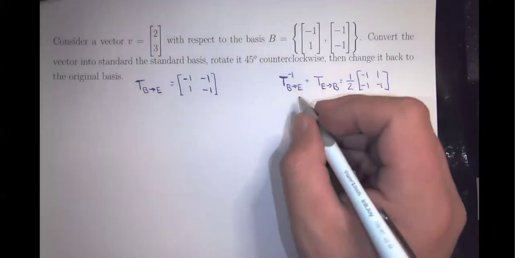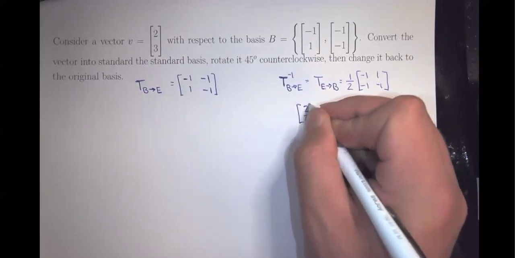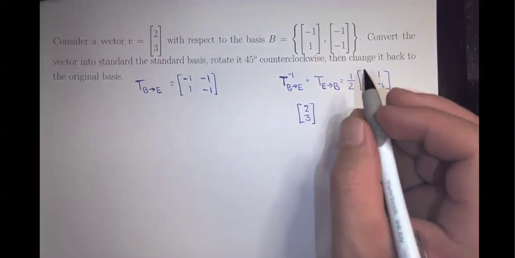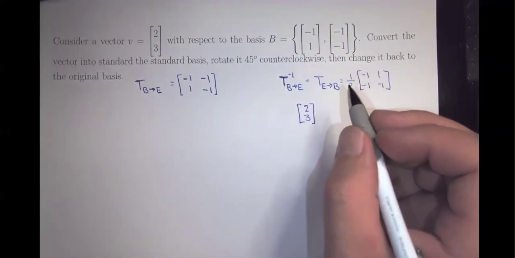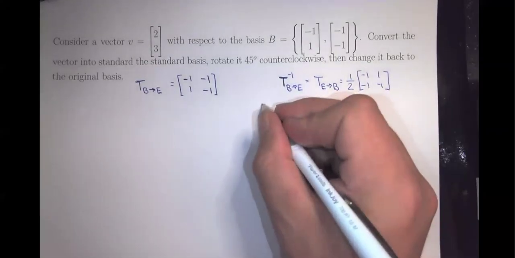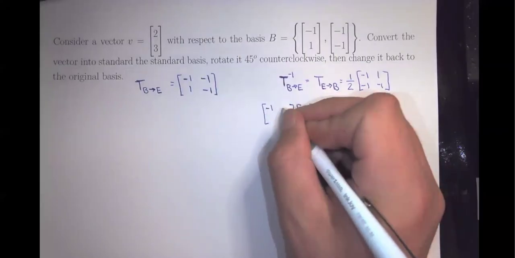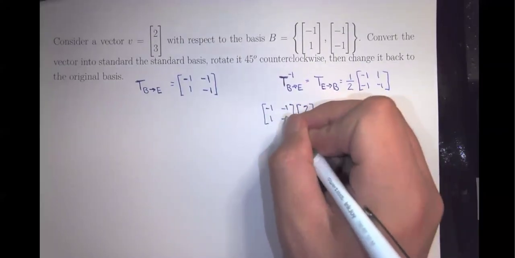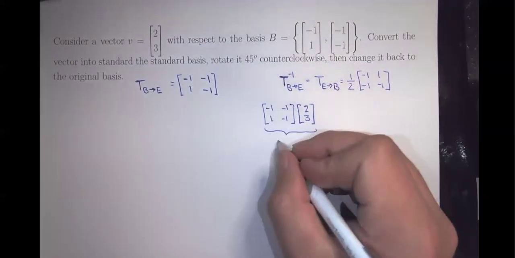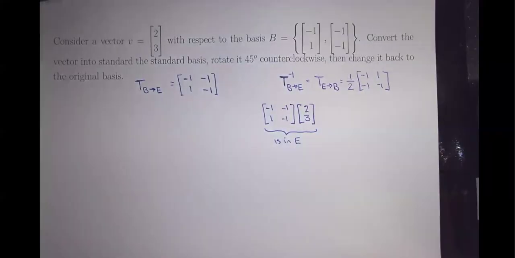So if I take a vector v, 2, 3, the first thing I want to do is change that from being in basis B to basis E. So I multiply that by T, B to E. So -1, -1, 1, -1. When I complete this multiplication, this is in terms of E.